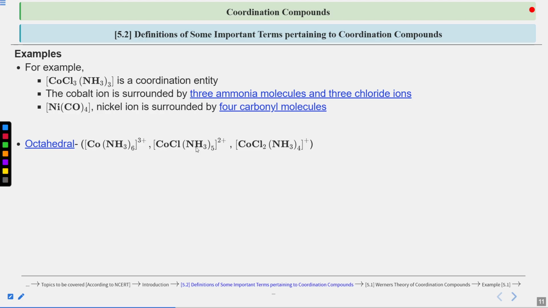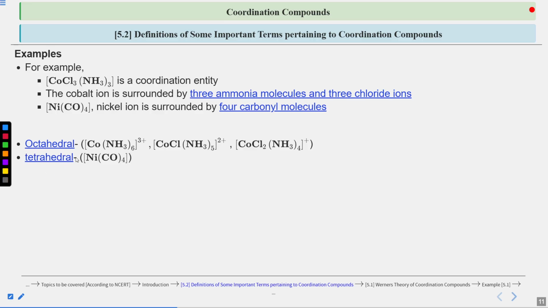Similarly, [CoCl(NH3)5]2+. Here also the cobalt is surrounded by 1 chlorine and 5 ammonia molecules. So 5 plus 1, 6. So cobalt is surrounded by 6 ligands, that means it is octahedral. And also [CoCl2(NH3)4]+. Here also 2 chlorine and 4 ammonia surround the cobalt metal, that means it is also considered octahedral.